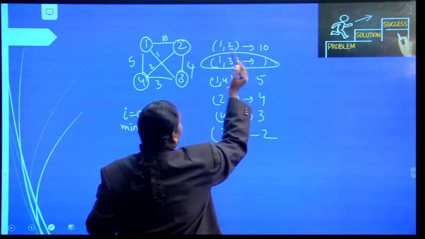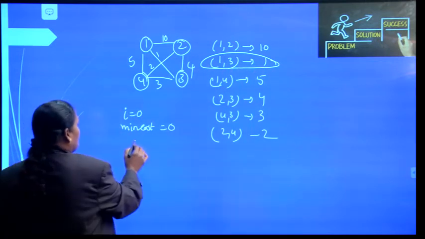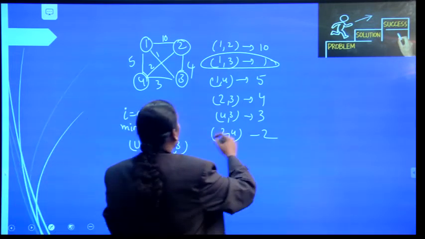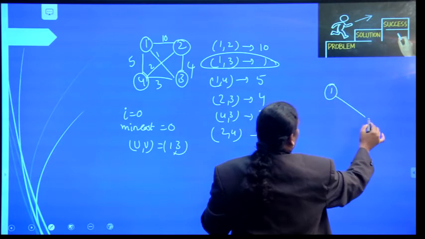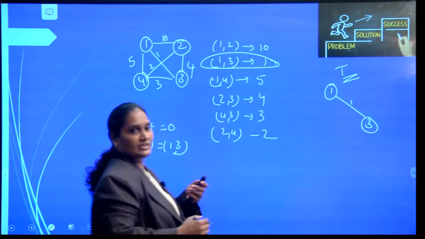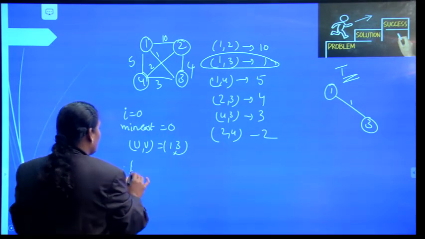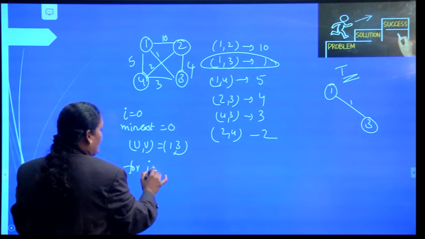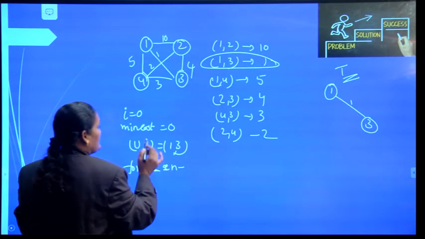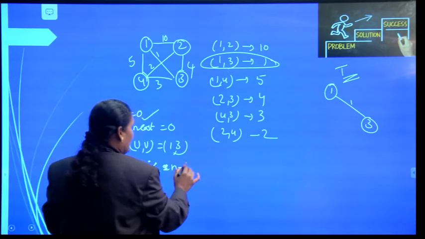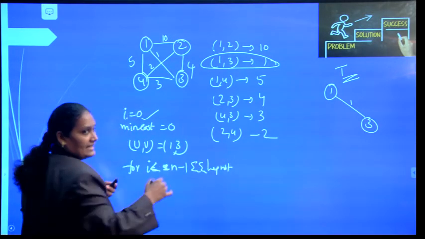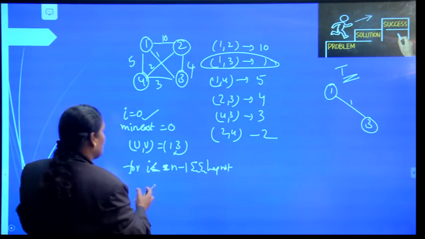Here the edge having minimum cost is 1 comma 3. That is, u comma v is equal to 1 comma 3. I am going to add that into the spanning tree. Here T is the spanning tree. Next, since I is less than n minus 1 and the heap is not empty, we are going to select the edges one by one. Next I am going to select the next edge.